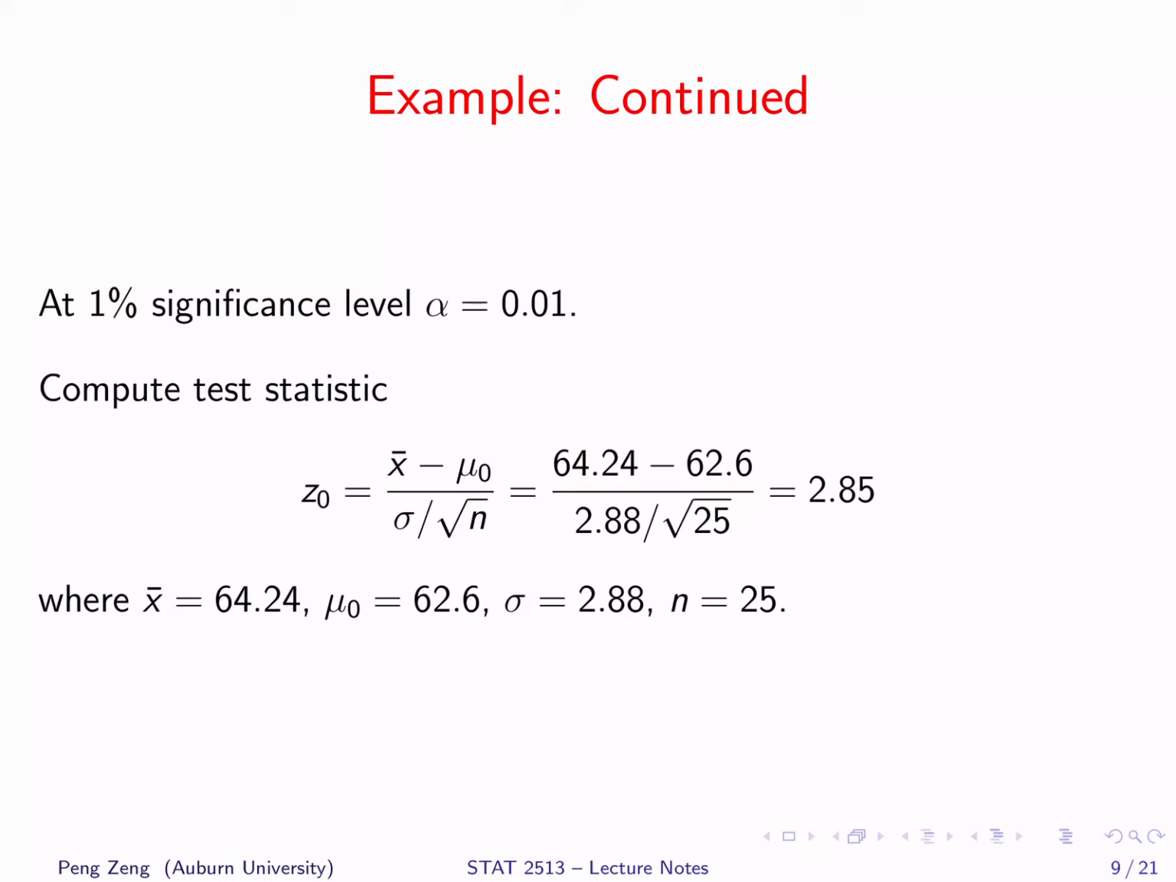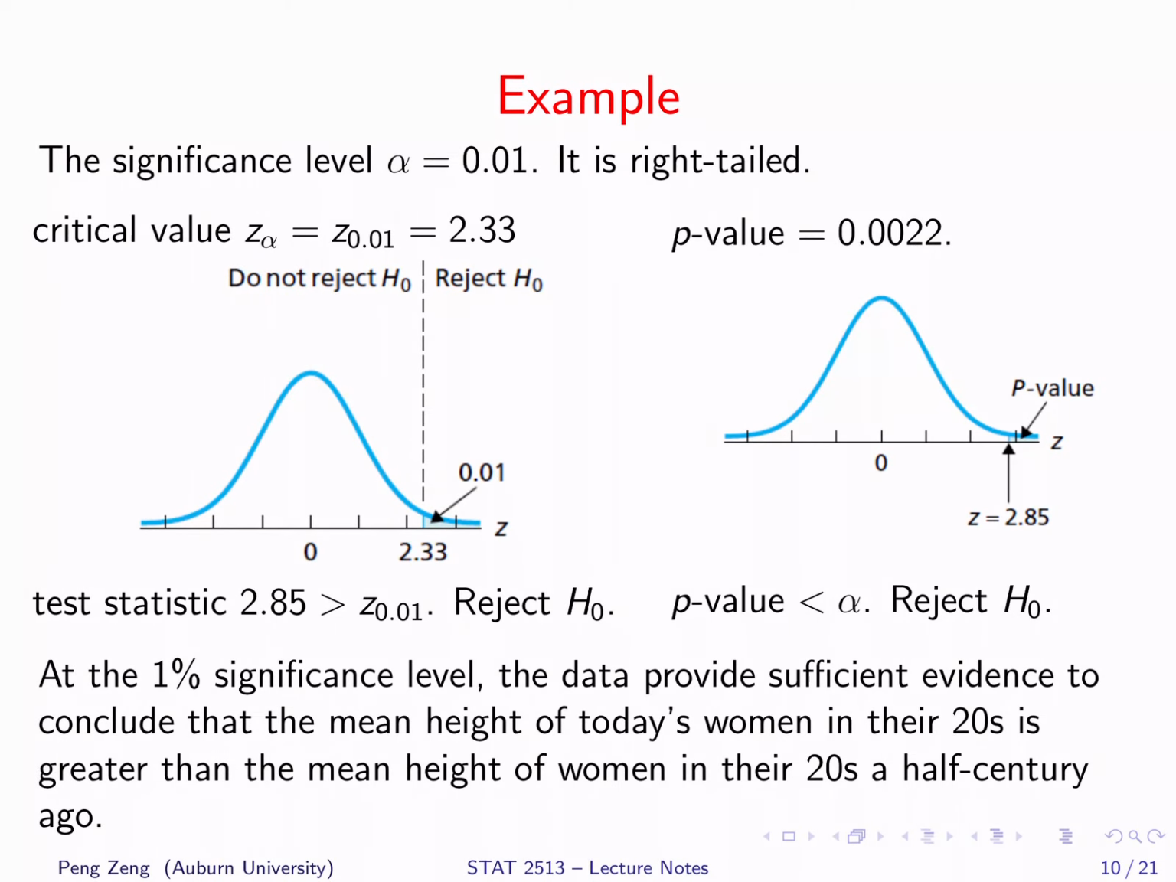We can compute the test statistic as follows. Z0 equals x bar minus mu divided by sigma over square root n. Here, x bar is the sample mean, sigma is the population standard deviation, and n is the sample size. We can compute the test statistic as 2.85. We can continue using the critical value approach or p-value approach.